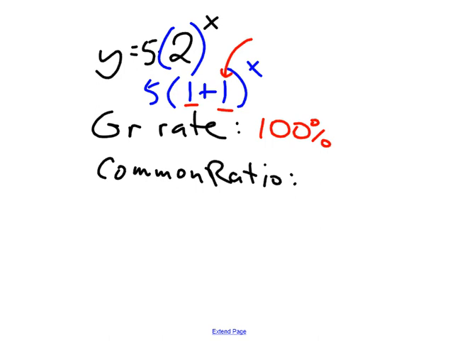The growth is just the part that's above 1. Times by 1 doesn't do anything. Times by 1 point something, it's whatever the thing after the 1 is. Whatever's more than 1, that's what makes it grow. So it's 100% growth rate. The common ratio, however, was the 2. That big number altogether. Think you can get that right now?